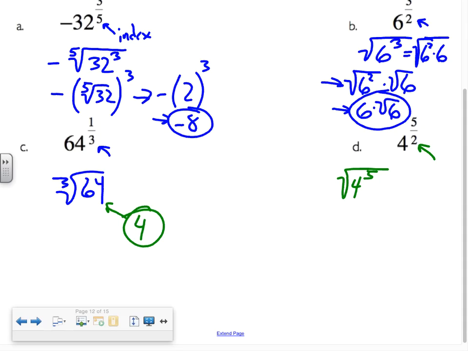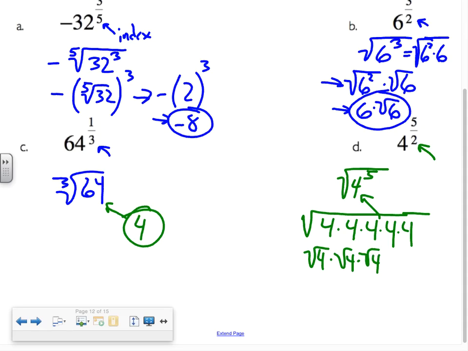So for example, you can rewrite 4 to the 5th in expanded form. I could write this as the square root of 4 times 4 times 4 times 4 times 4. And using the product rule, I can separate all these, or the radical rule. It'd be the square root of 4 times the square root of 4 times the square root of 4 times the square root of 4 times the square root of 4. And when you do that, each one of these is 2, which gives you 32.